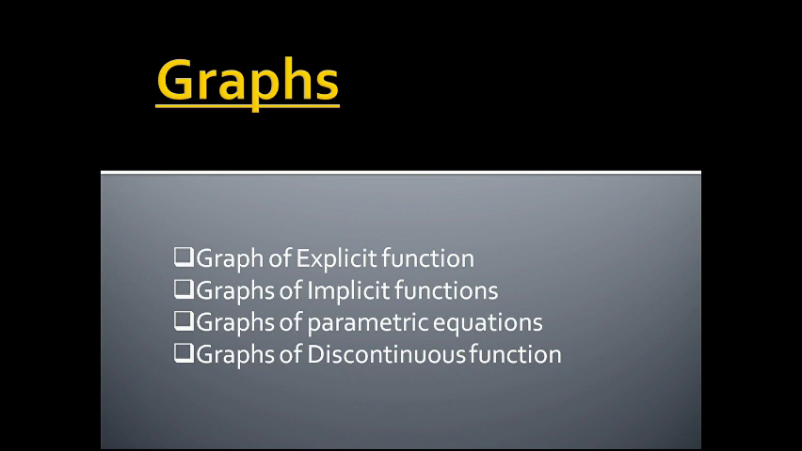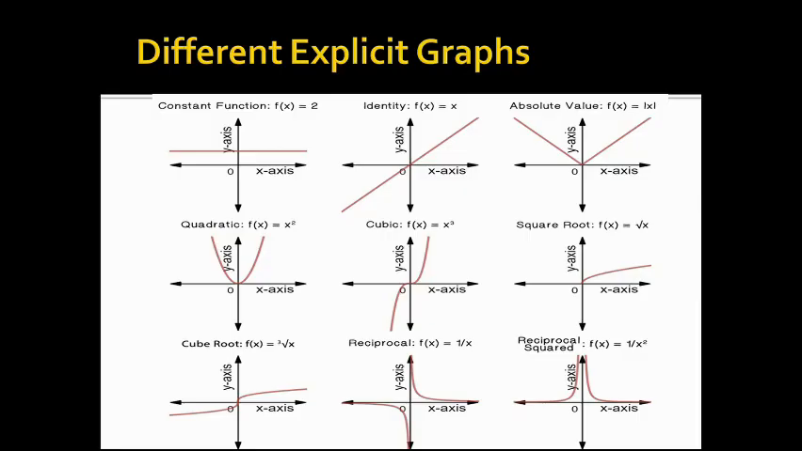And you have a very good idea about the explicit function and implicit functions. We have done these two topics in our previous exercises, as well as the parametric equation, and we know the condition on which our function becomes discontinuous. These are the different graphs of explicit function. I just want to show you which functions are explicit functions and how their graphs look like.